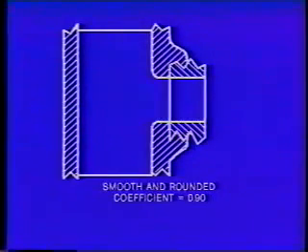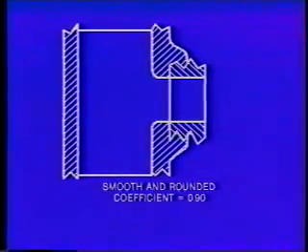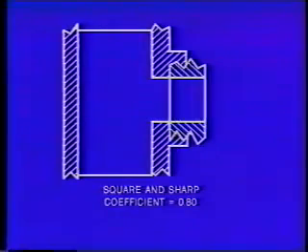The discharge coefficient depends most heavily on the shape of the inside of the hydrant outlet. The most common shape we find is a smooth rounded outlet. In this case, the discharge coefficient is 0.9. Another common shape is the square and sharp inlet shape. For this type of shape, the discharge coefficient is 0.8.